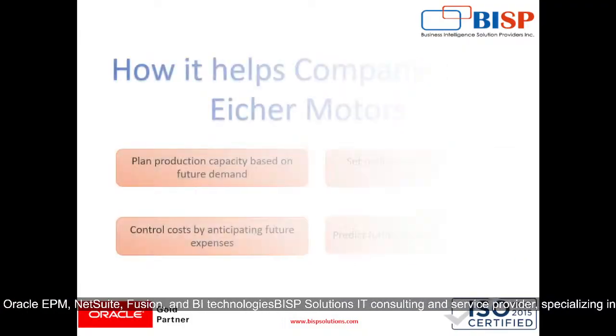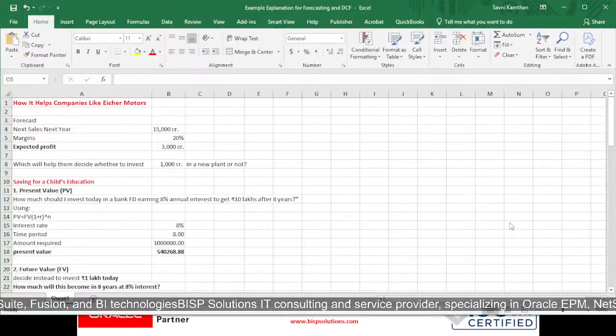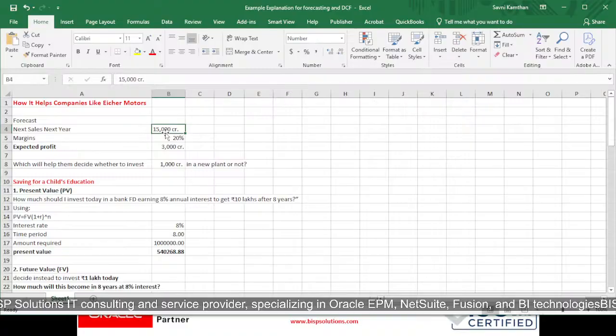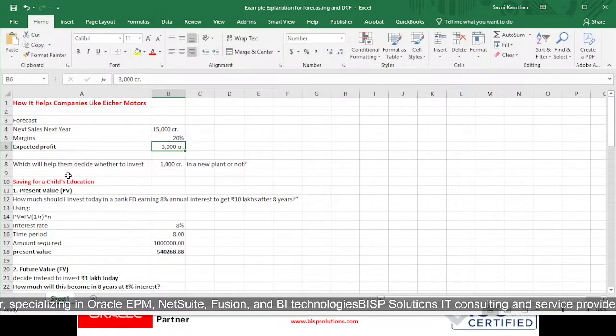So for example, let's take an example for the same. If they forecast 15,000 crore in sales next year and net margins are 20%, so they expect 3,000 crore rupees in profit. So that helps them to decide whether to invest 1,000 crore in a new plant or not.